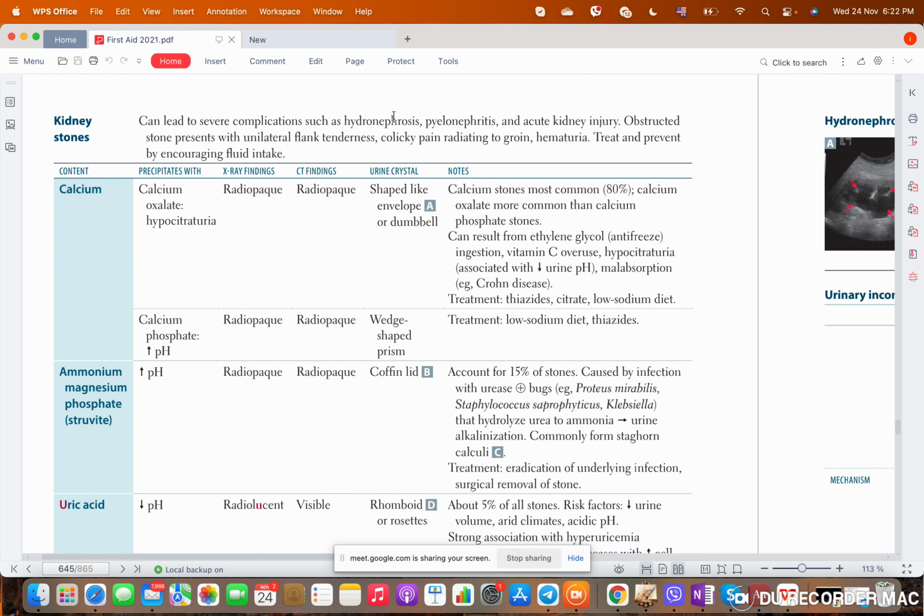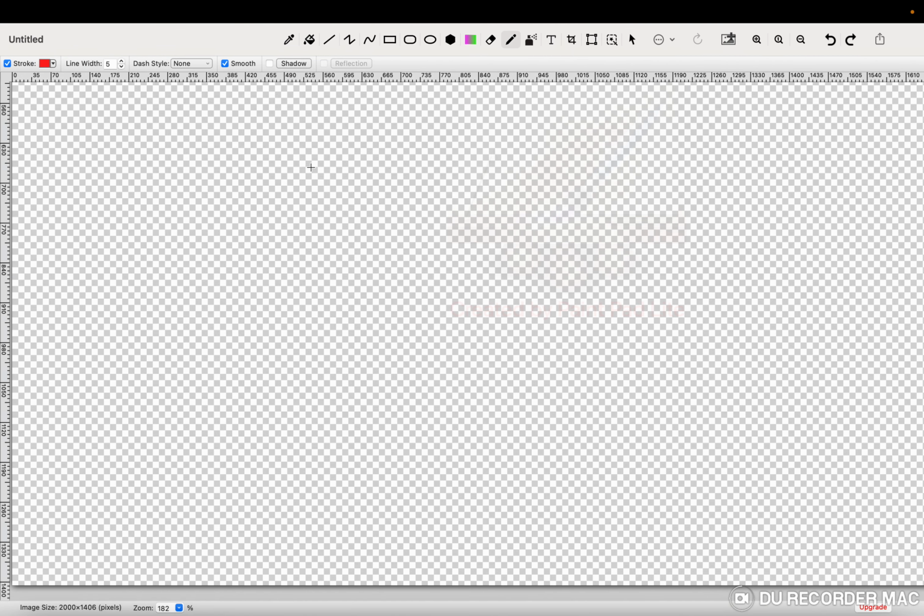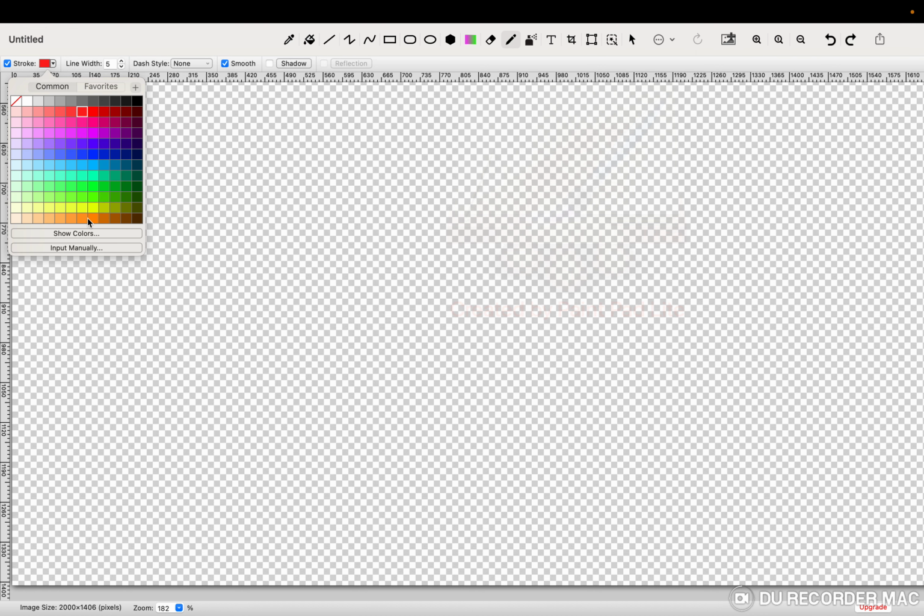Right, obstructed stone presents with unilateral flank pain, Brudzinski sign we call it. Colicky pain radiating to the groin. So what does it mean, colicky? Colicky pain, it means that the pain comes and goes. It's not persistent. Let me give you an analogy here. Any pain that is due to obstruction in an organ that undergoes peristalsis will lead to colicky pain. Let me show you what I mean.